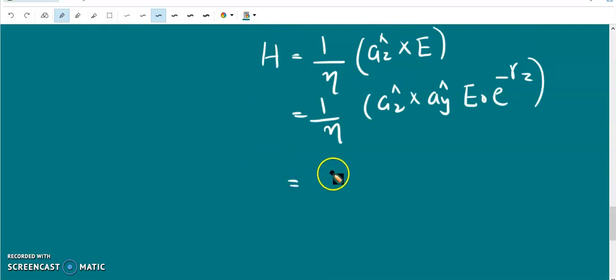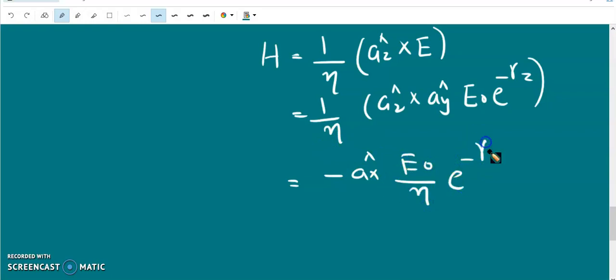So minus x cap E0 by eta e to the power minus gamma z. So which can be written as ax cap Hx, where Hx is equal to minus E0 by eta e to the power minus gamma z. So here gamma is the propagation constant and eta is the intrinsic impedance of the dielectric medium.